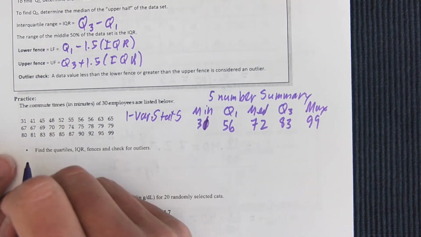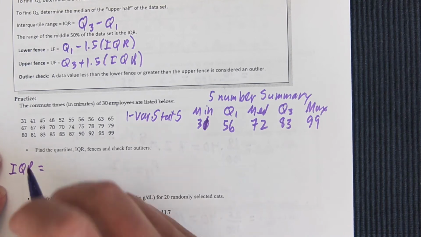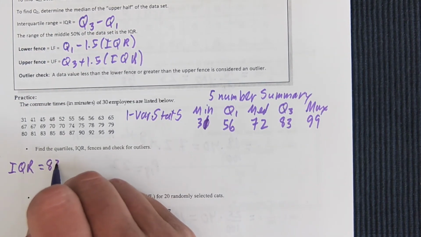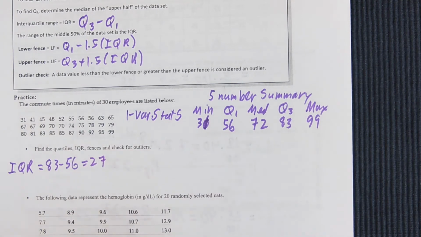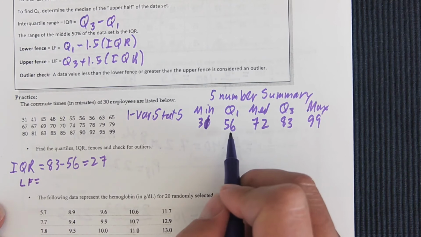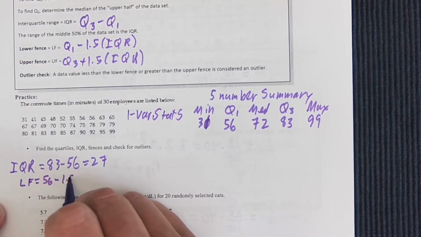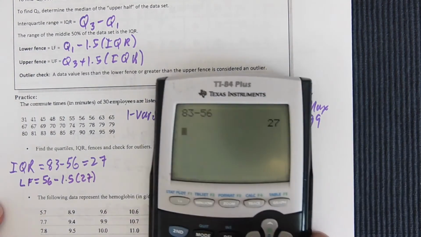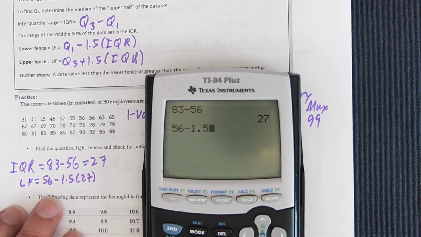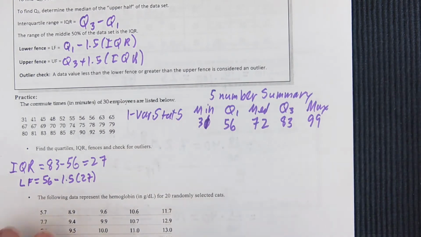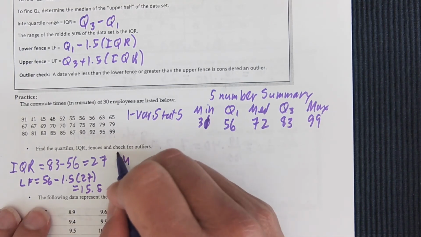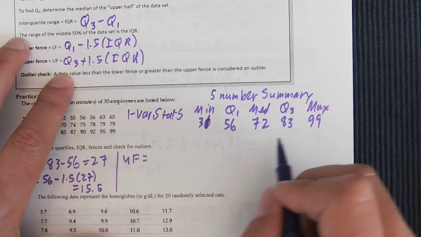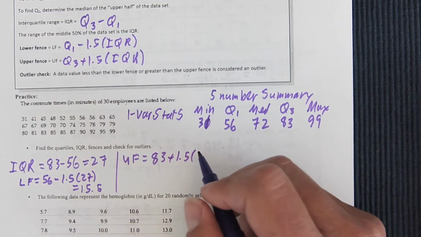All right. We are going to find the IQR. And if you recall, that's Q3 minus Q1. So our IQR is 27. And we will need the lower fence, which is Q1 minus 1.5. It's always 1.5 times 27. I'm getting 15.5. The upper fence is Q3, 83, plus 1.5 times the IQR, which is 27.